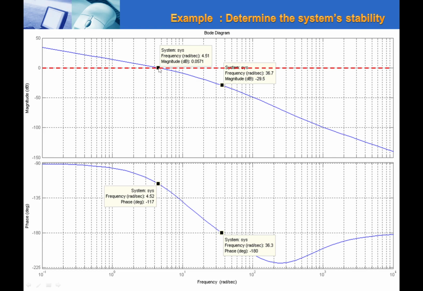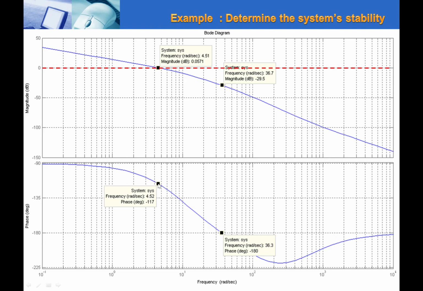So this is the intersection. Okay, so the frequency is 4.51. You can read it here or just go straight down. So this is the intersection. So this is what we call phase crossover frequency, which is 4.51 radian per second.